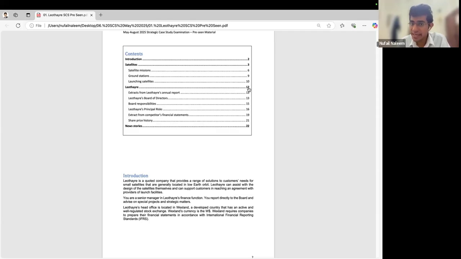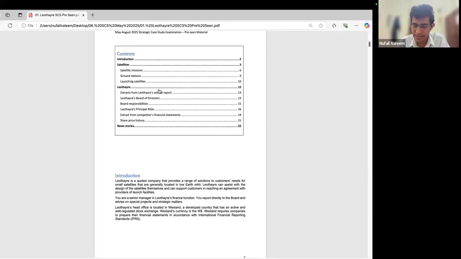Because in the other case studies that you have learned, there will be more information with regards to the company. But in this one, the information regarding the industry is very high compared with the company, students. So that is one thing you have to keep in mind, because it's a differentiation in the examination.